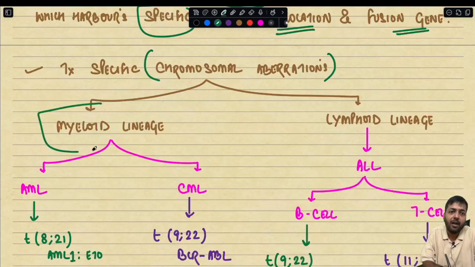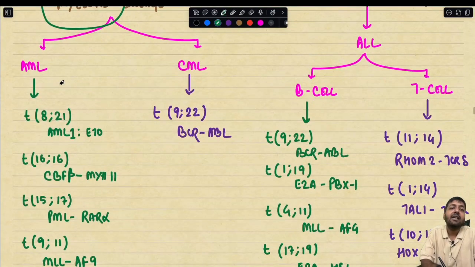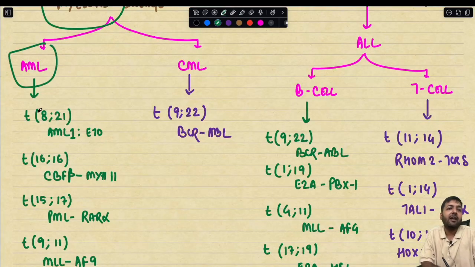For the myeloid lineage, we are basically applying this technique for AML. In AML, we are targeting translocation 8;21, wherein the fusion gene is AML1-ETO. Translocation 16;16, where the fusion transcript is CBF beta-MYH11. Translocation 15;17, PML-RARA, that is the APML. Translocation 9;11, we are seeing MLL-AF9.